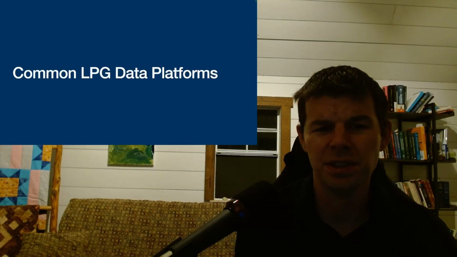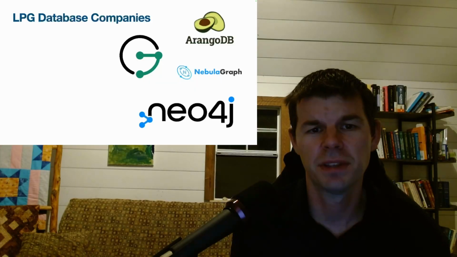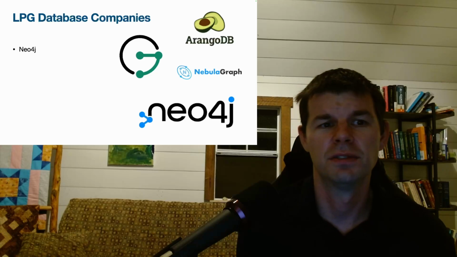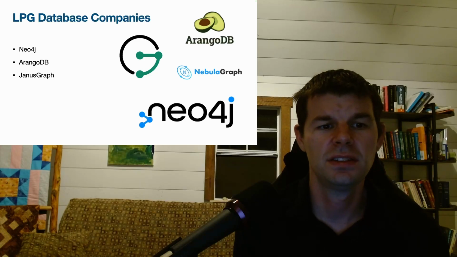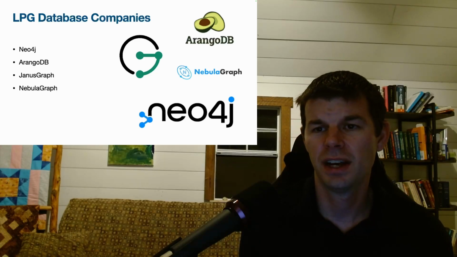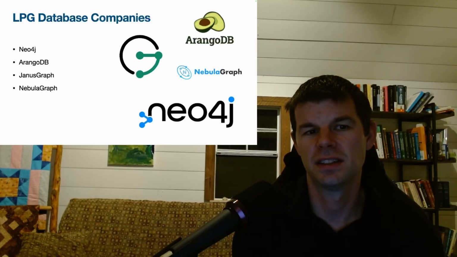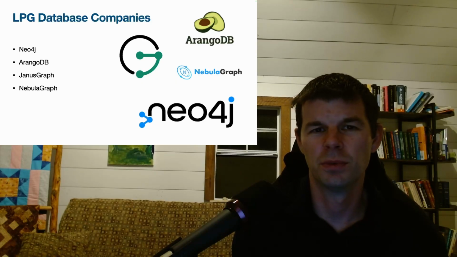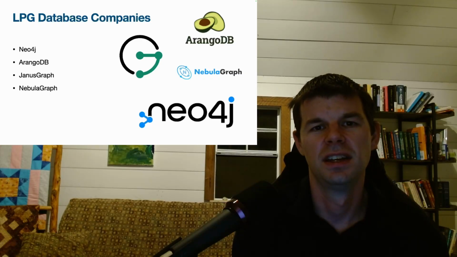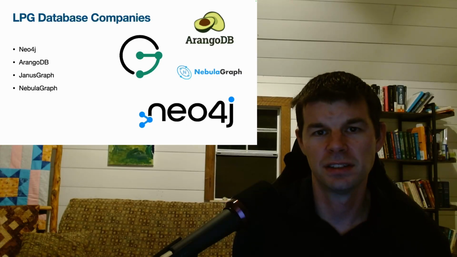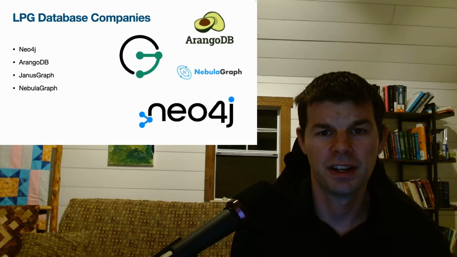Okay, I've mentioned a couple of these, but the common LPG data platforms, we've got Neo4j, ArangoDB, JanusGraph, and NebulaGraph. There are some others out there. I spent a little while searching around to see what rises to the top. Those four I've seen more than just about everything else. That doesn't mean there aren't other good competitors out there. Apologies if I've missed something.